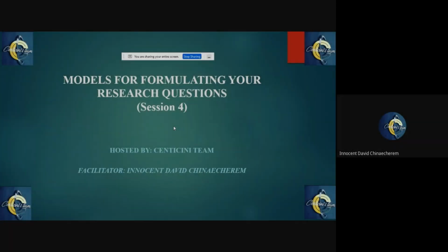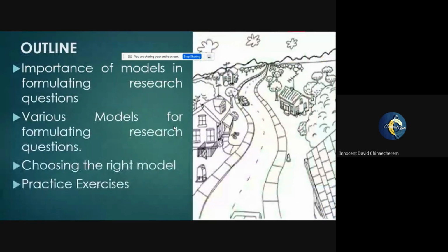Let's go. What you need to understand is that when you have access to this video, you will have clearer information on how technically easy it is for you to formulate your research once you have a model, and it's very important. So we'll be discussing with an outline to make it more clear.